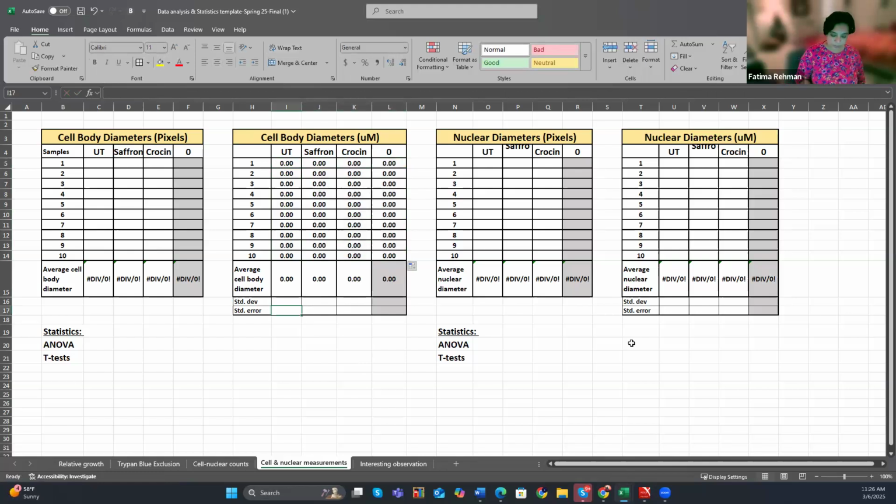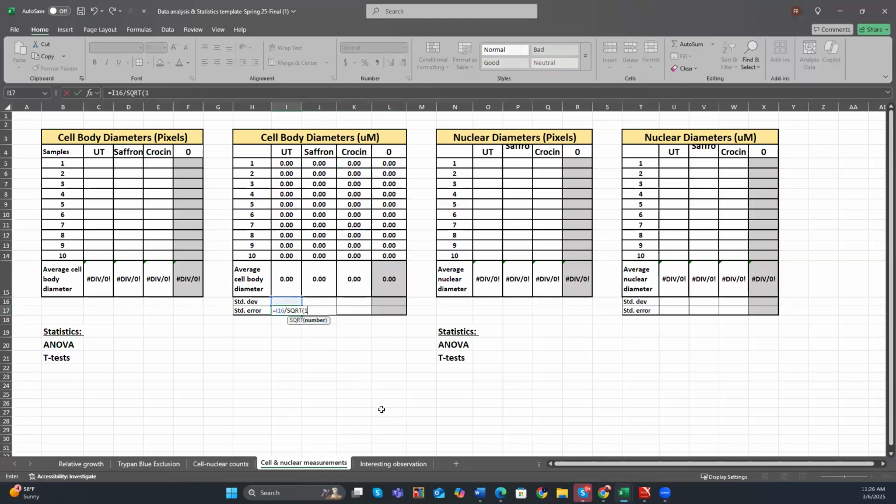And then you're going to do the standard error. In this case, what is it going to be divided by? Standard deviation divided by? Tell me, square root of? 10. 10, exactly. Okay.